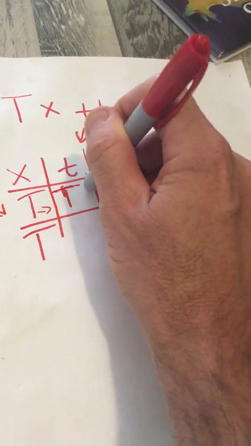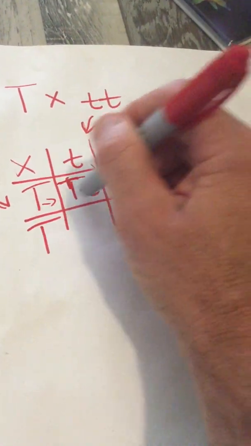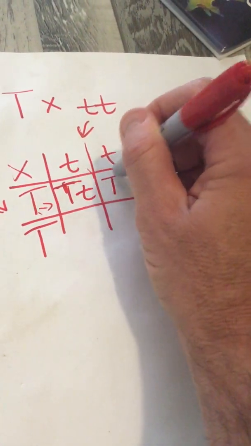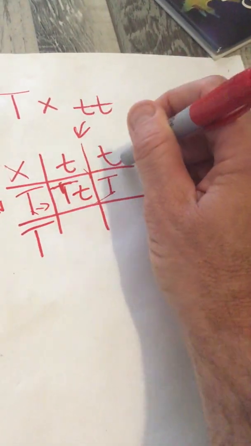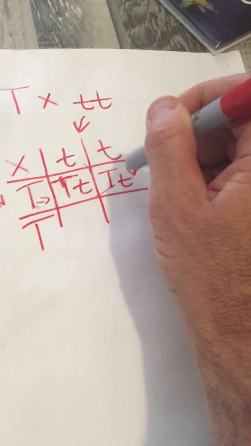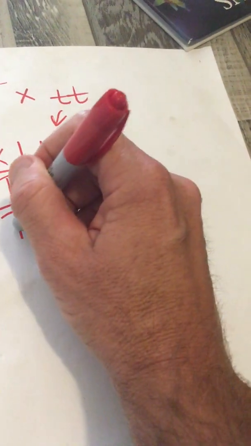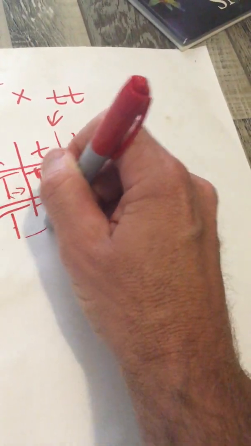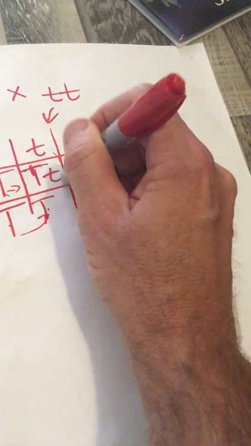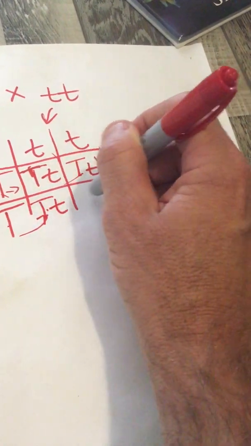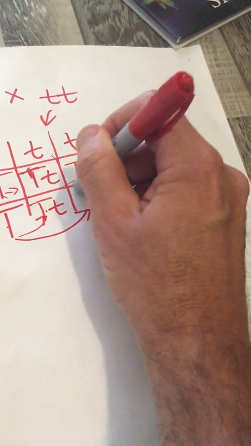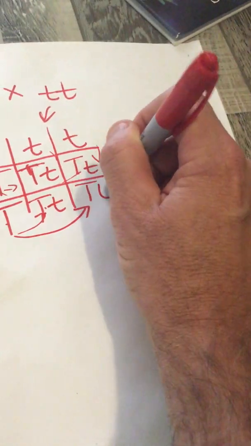So in this box, we have a big T from the side and a little t from the top. In here we have a big T from the side and a little t from the top. In this box we have a big T from the side and a little t from the top. In this box we have a big T from the side and a little t from the top.